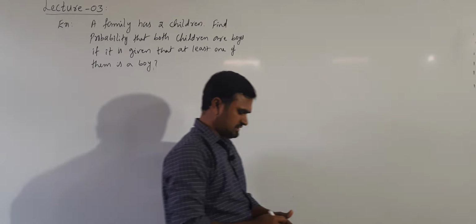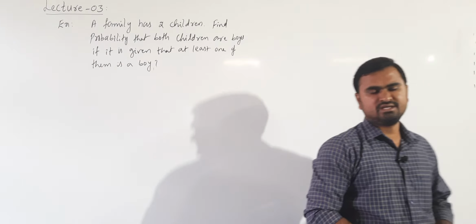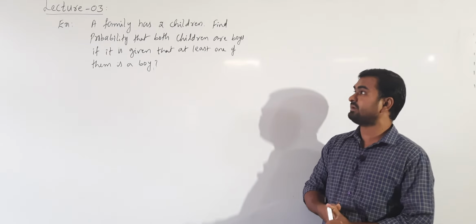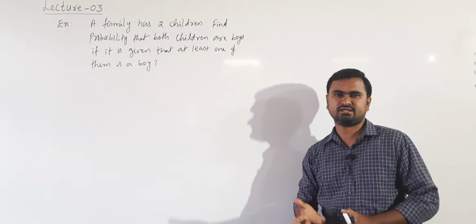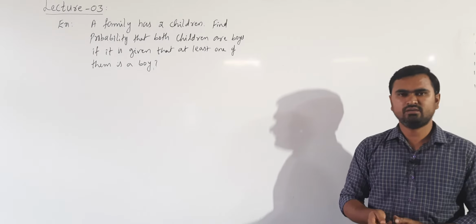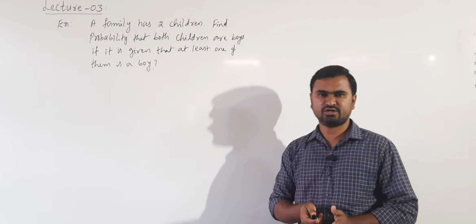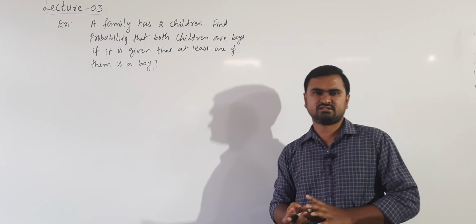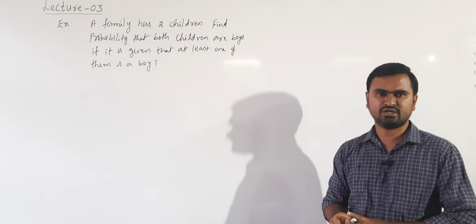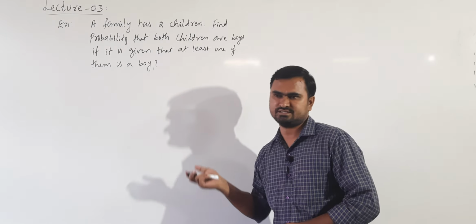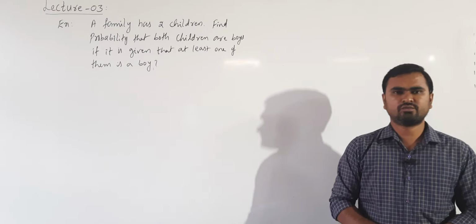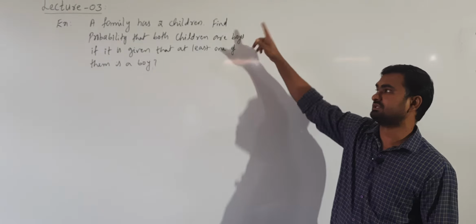Okay, this is the question. Given that a family has 2 children, what can those 2 children be? Maybe both are boys, or the first one is a boy and the second one is a girl, or the first one is a girl and the second one is a boy, or both can be girls. So these are the 4 possibilities for the 2 children.